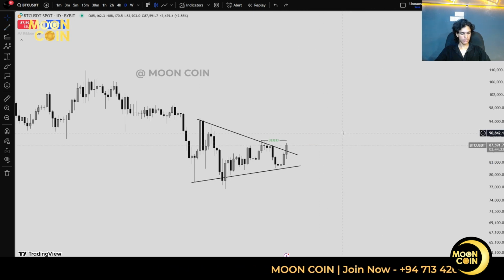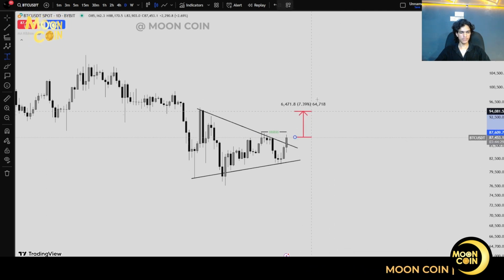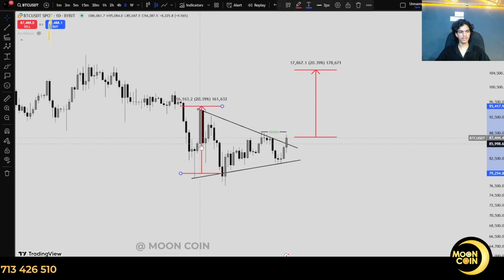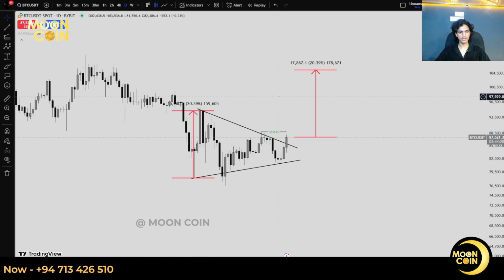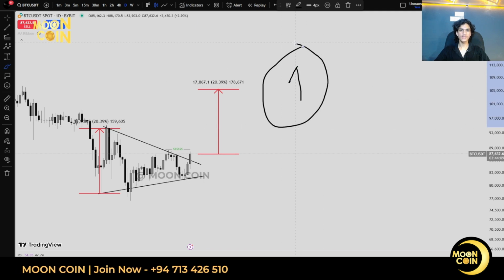Okay, so the targets: if the pennant is broken, the targets are these. This is scenario number one. So let's go and see what scenario number two is.